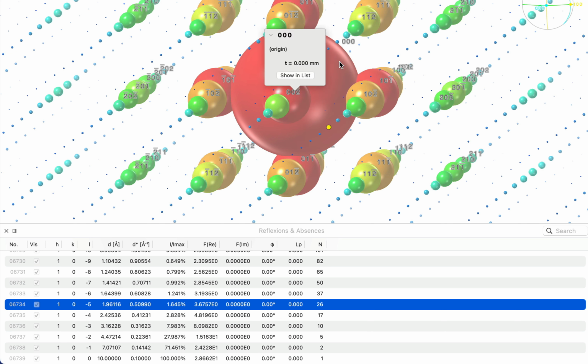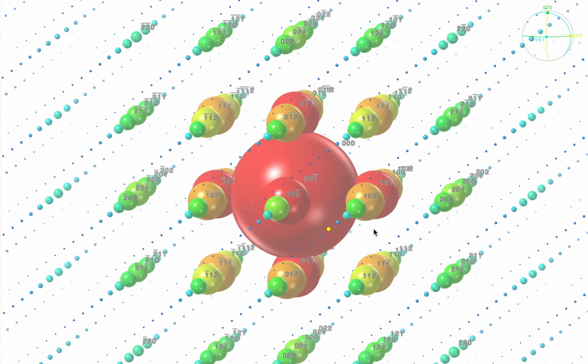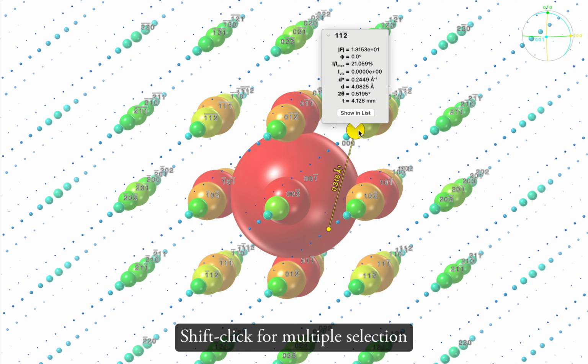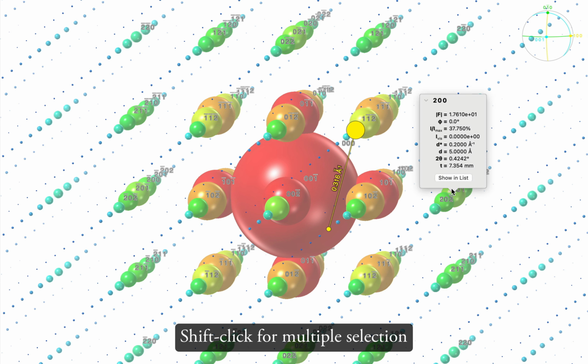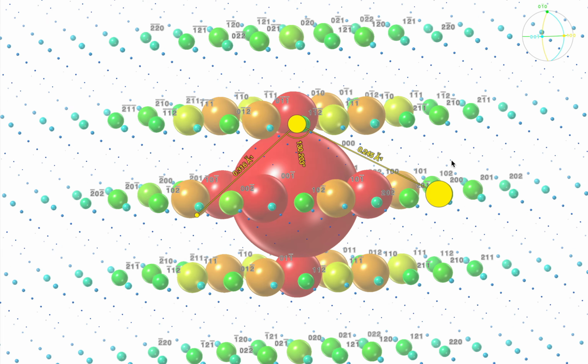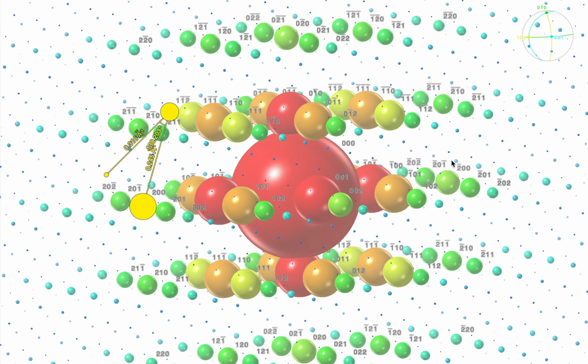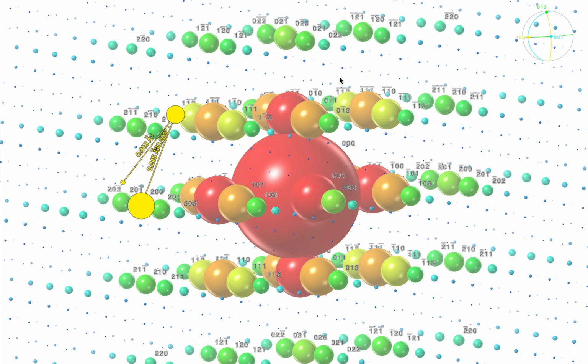We can also measure distances and angles between selected reflections, but to do this we require the arrow tool from the tool strip. What we need to do is to shift-click on multiple reflections to show their distances and included angles. And this display can be rotated. To clear the display, simply click outside a reflection.